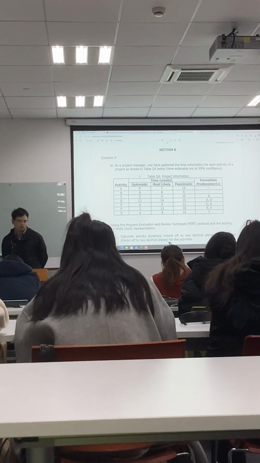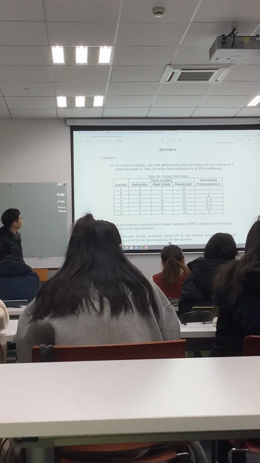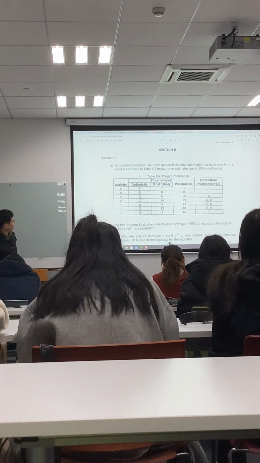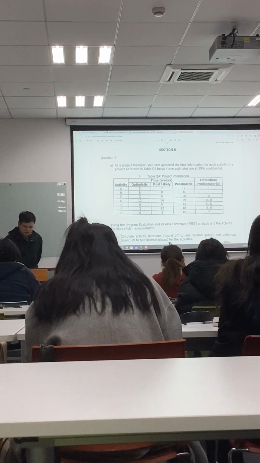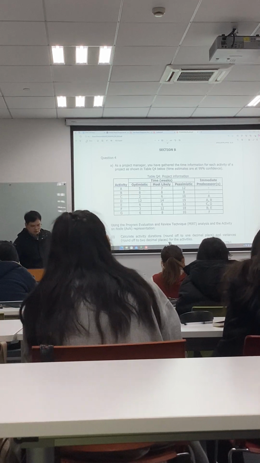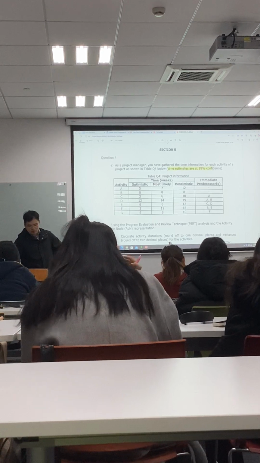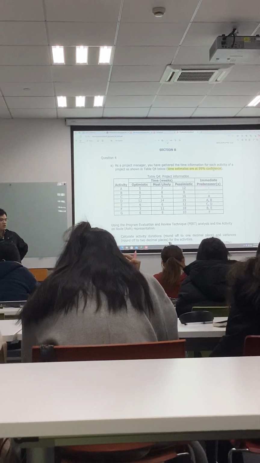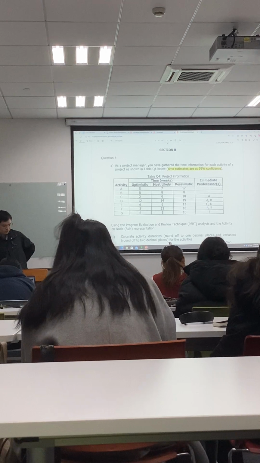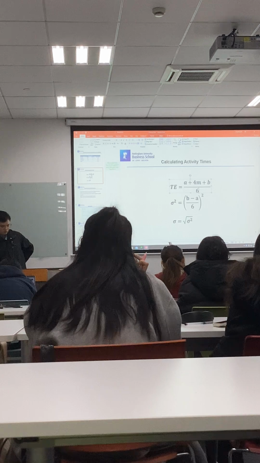As a project manager, you have gathered time information on each activity of the project, and the time information is shown in this table. Here we see the time estimates are 99% confidence, so we use the divisor of 6. The formulation here, we use the divisor of 6. 99%, we use 6.